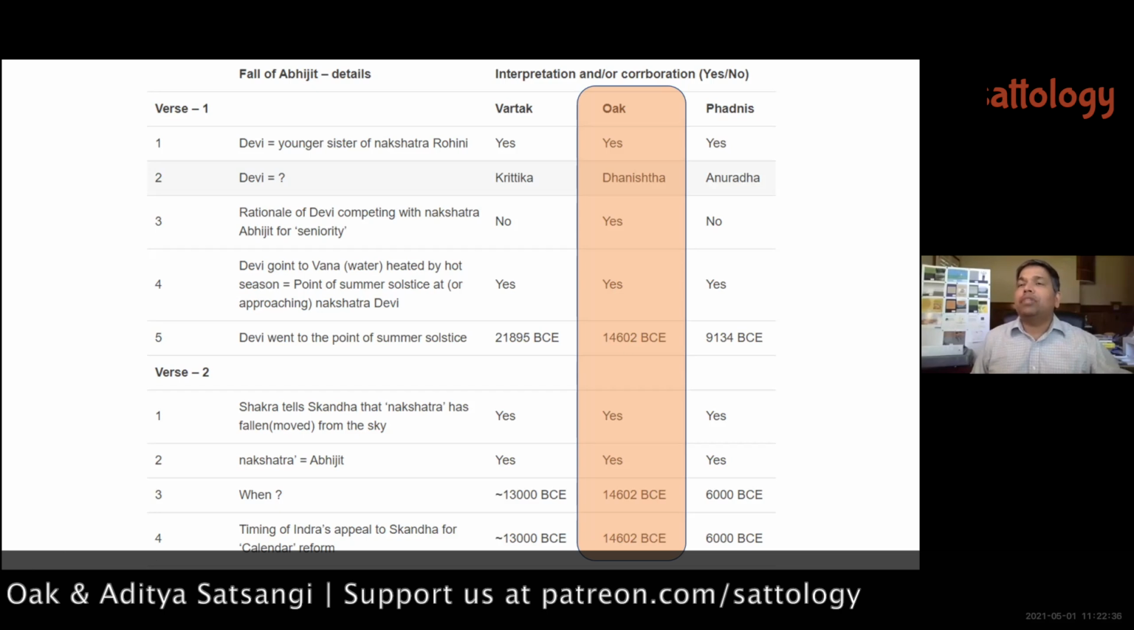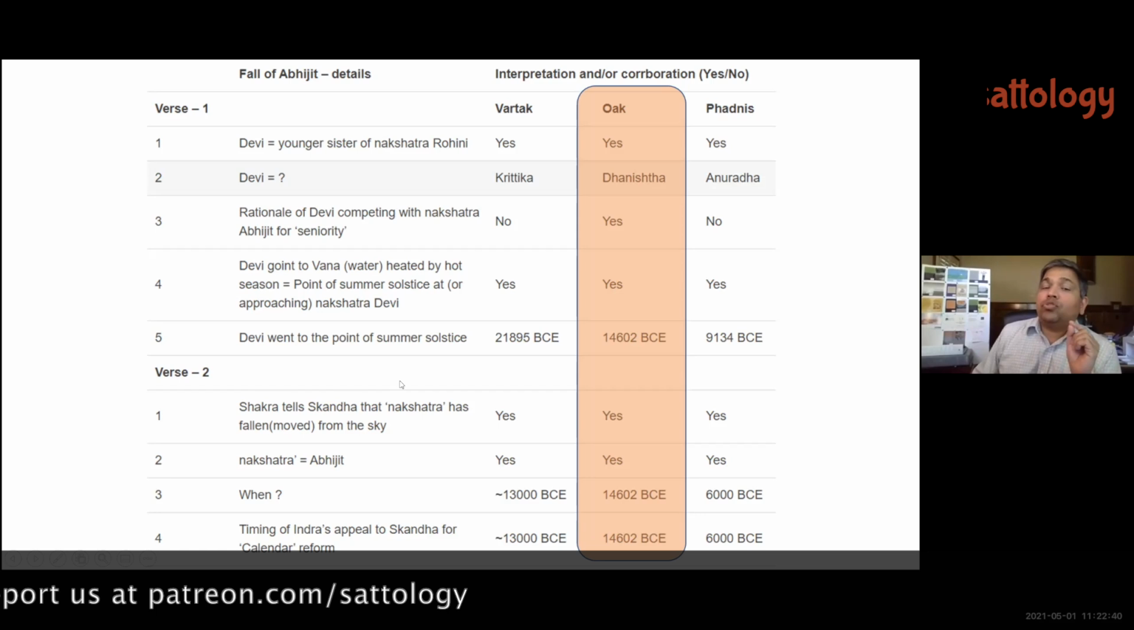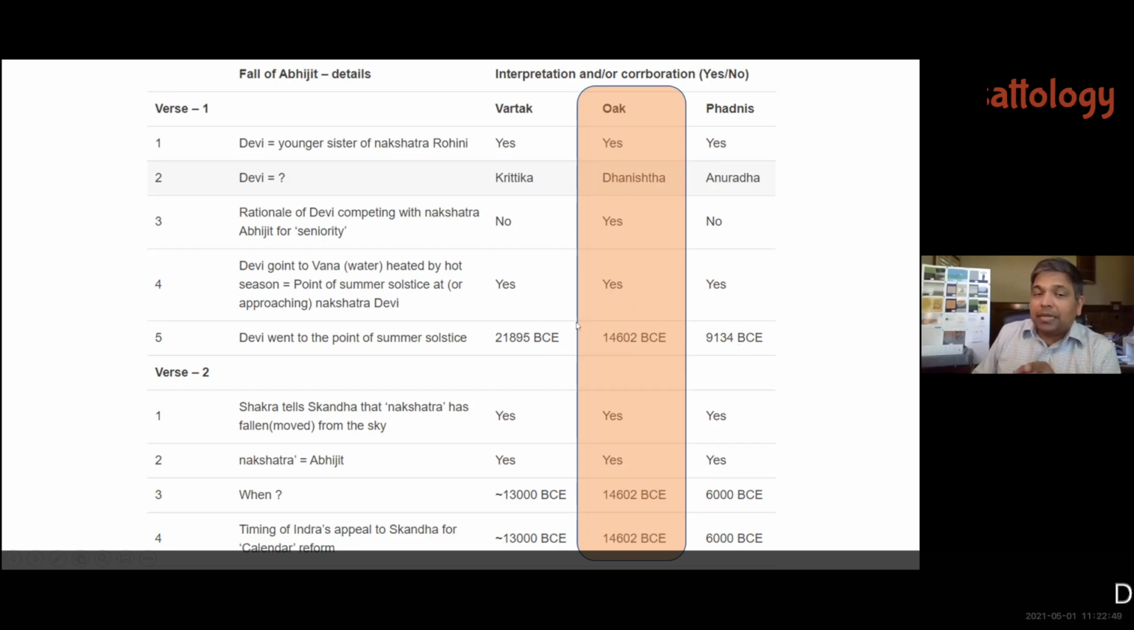Iyengarji, I don't think he has even understood the meaning of it. Okay. Then Devi went to the point of summer solstice. Now, because Vartak is thinking it's Kritika, the timing comes like this. Fadnis is thinking it's Anuradha, the timing comes like this. I am saying it's Dhanishta, therefore the timing is like this.